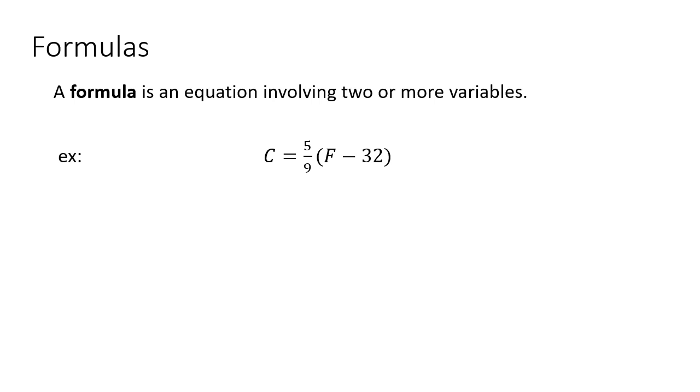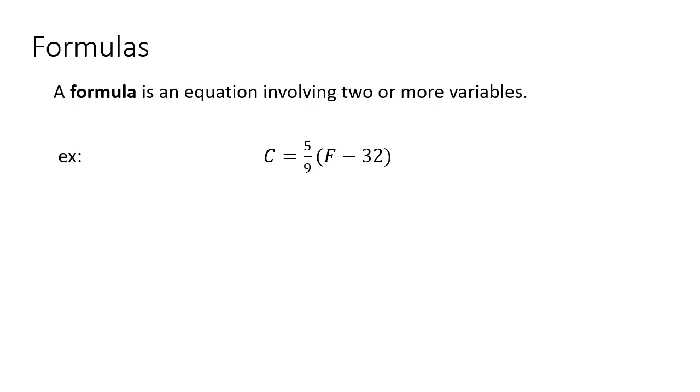And we're going to be rearranging the formulas to suit our needs, so solving for a specific variable in the formula. So for example, the formula I have listed here on the slide is a formula for converting degrees in Fahrenheit into degrees in Celsius. So you have a certain temperature in Fahrenheit, you subtract 32 from it, then you multiply it by 5/9, and that will give you the temperature in Celsius.